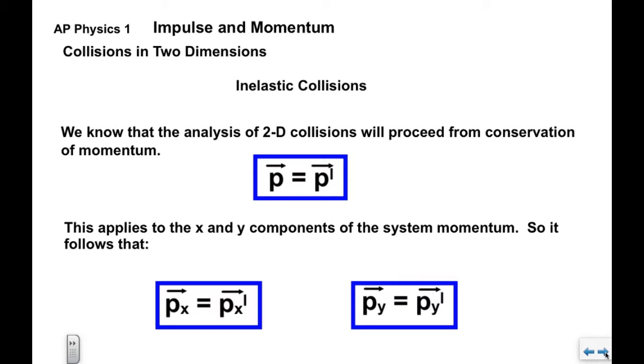Now, we know that we're going to proceed from conservation of momentum, which means P equals P prime. Once again, note the vector symbols. When we expand this to two dimensions, that's going to mean that conservation will apply in the x direction and also in the y direction. So it will follow that in two-dimensional collisions, Px will equal Px prime and Py will equal Py prime.